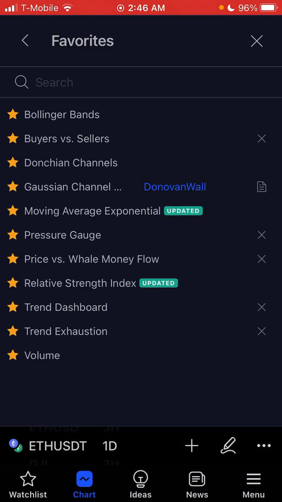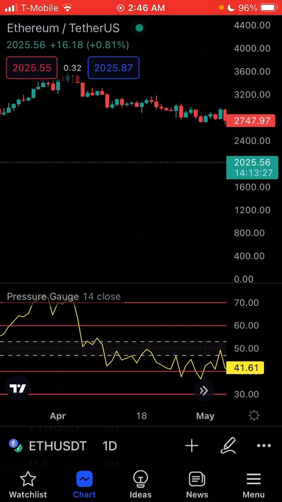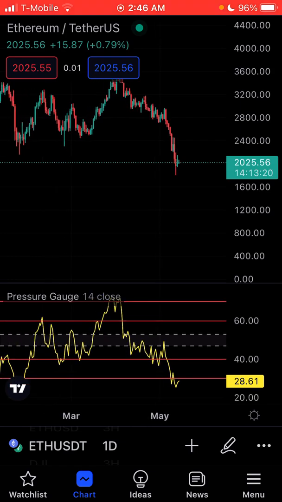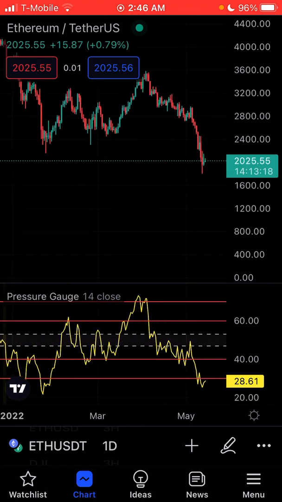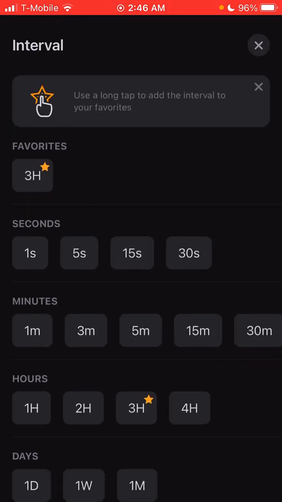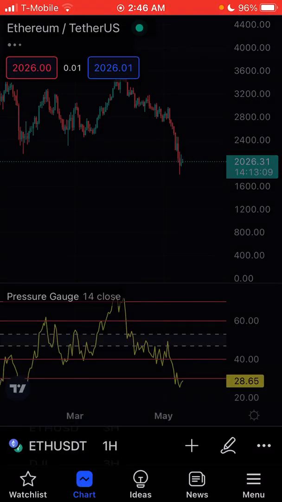I'm going to start with the pressure gauge. And these are all paid indicators, just so you know. Like I said, you guys won't be able to find these on TradingView. They're coded special scripts. So anyway, this one here is called the pressure gauge. Let me go into the day or the week, be more specific. And let me go to the hour. You will find it better.